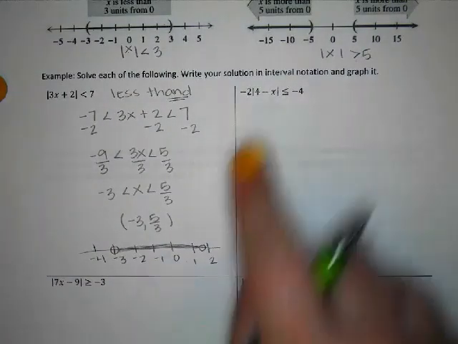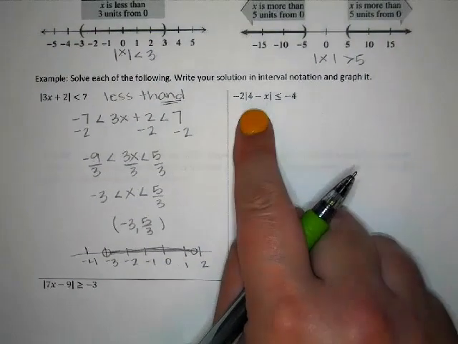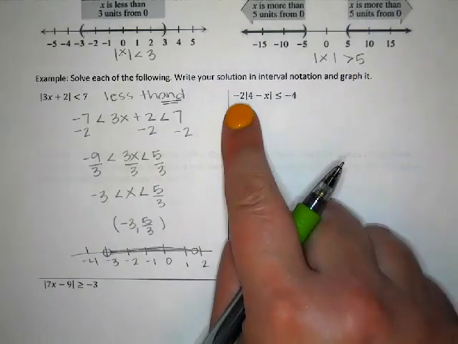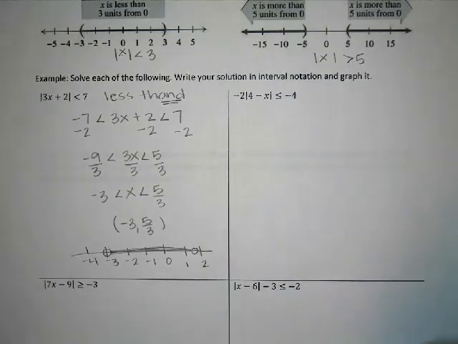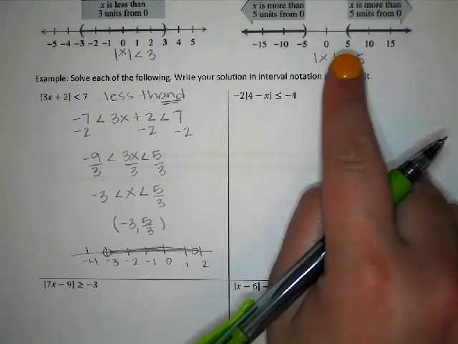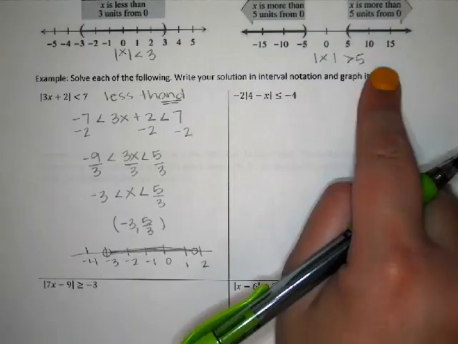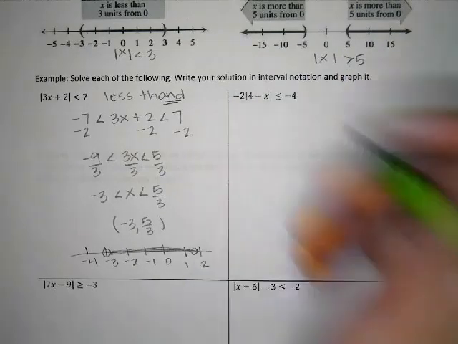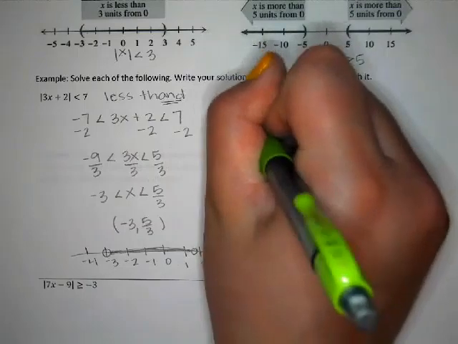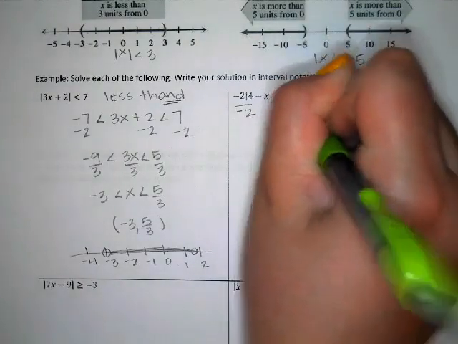Okay, this one isn't ready yet to be able to see which one it is because of the negative 2 in front of the absolute value sign. So you can't determine which one it is until all you have is your absolute value sign on one side and a number on the other. Right now we have an absolute value sign with a coefficient. So I'm going to divide both sides by negative 2 to get rid of that coefficient.